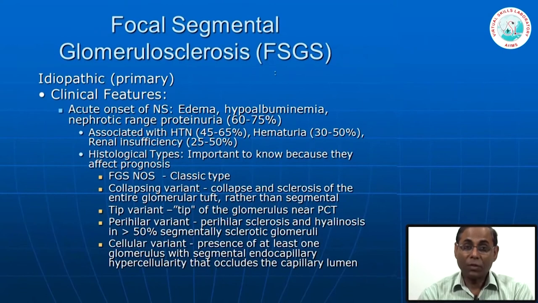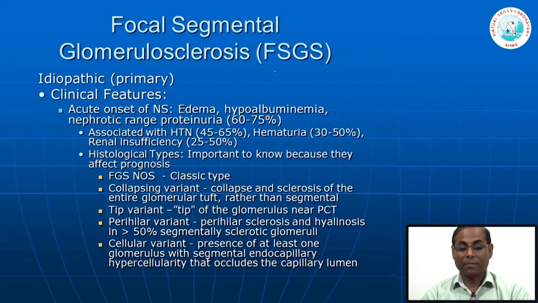Now, we come to the next group of non-proliferative glomerular disease, that is focal segmental glomerulosclerosis. In a large percentage of cases of focal segmental glomerulosclerosis, we do not know the cause and it is renal limited, so this is the primary and idiopathic category. Clinically, they usually present with nephrotic syndrome with edema, hypoalbuminemia, and hypertension is more common in this group of disease in comparison to minimal change disease. Hematuria can be seen in 30 to 50% of these cases, and in progressive disease, finally, the patient also develops an increase in serum creatinine level, indicating renal insufficiency.